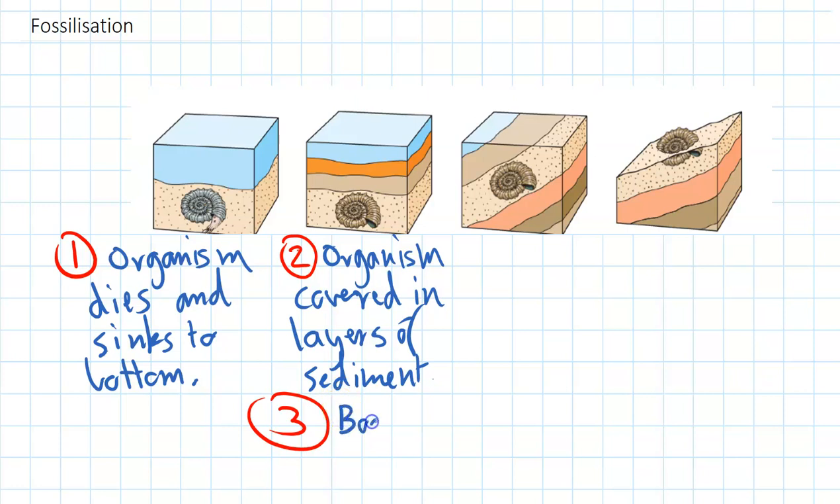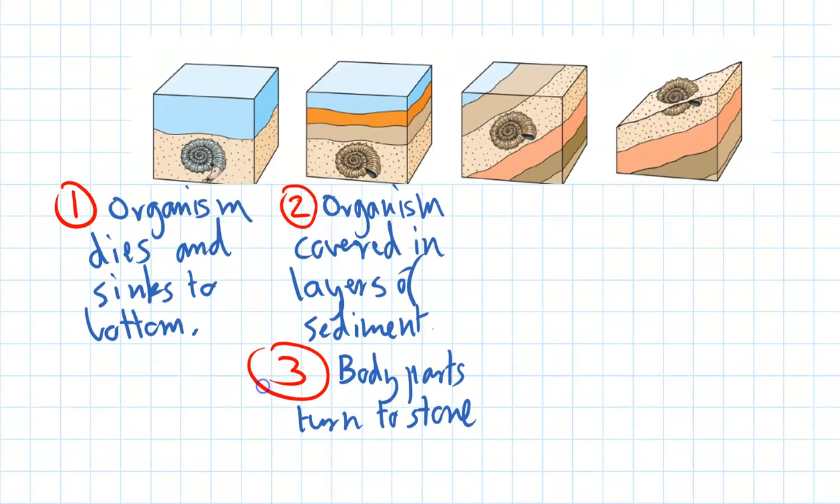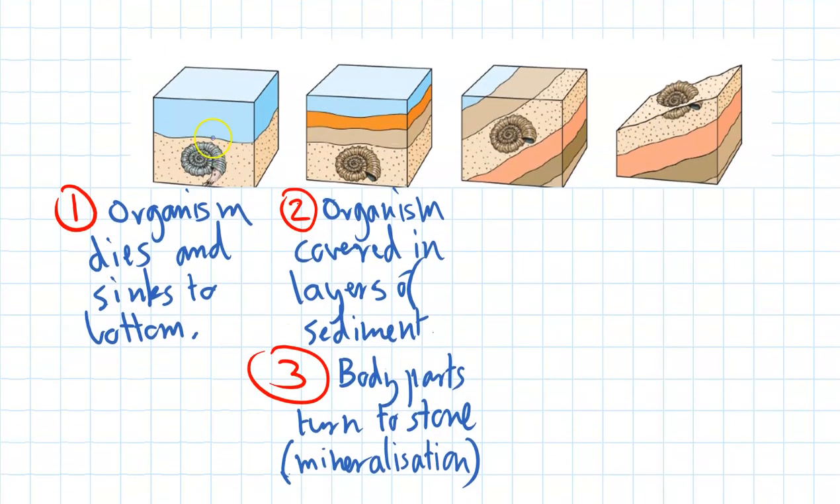So body parts turn to stone. The scientific name for that is mineralization. The chemicals that used to make up the body are turned into minerals. Usually it's the hard body parts that are preserved as fossils, so shells in this case, and often it's the bones of other species that get preserved, because soft parts like flesh, they still tend to decay even if we're in a low oxygen environment.